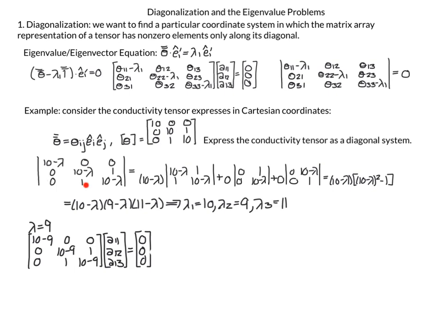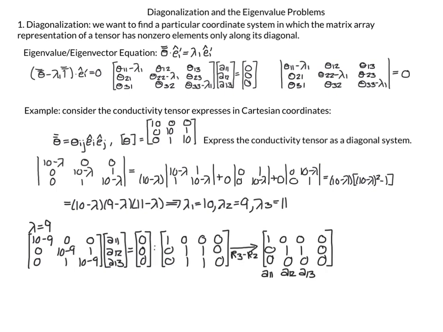Then we have 0, 1, and then 10 minus lambda, and then we have our matrix, our vector A, and it's equal to 0. Also, not all tensors are going to have the same number across the diagonal, so sometimes this is a little more interesting. Anyway, to solve this system of equations, we're going to row reduce the augmented matrix.